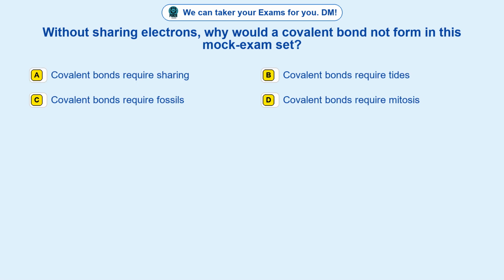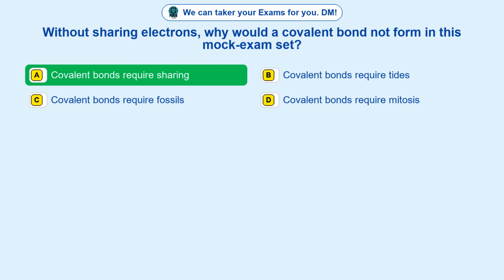Question 34. Without sharing electrons, why would a covalent bond not form in this mock exam set? Option A, covalent bonds require sharing. Option B, covalent bonds require tides. Option C, covalent bonds require fossils. Option D, covalent bonds require mitosis. The correct answer is option A.